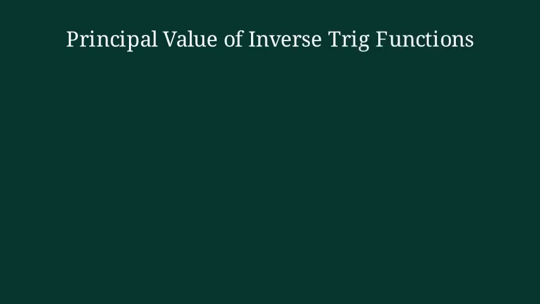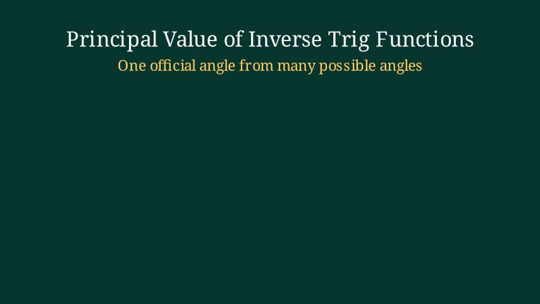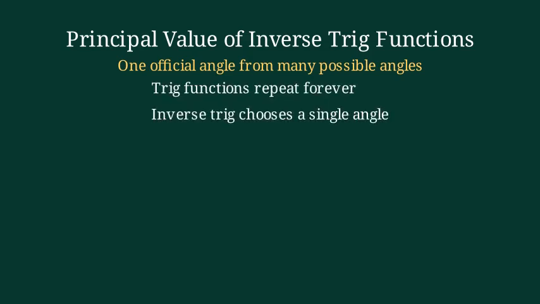Today we will learn the principal value of inverse trigonometric functions. The key idea is that inverse trig functions return a single, official angle, even though many angles give the same trig value. Trigonometric functions repeat forever, so the same value happens again and again. For example, sine of 30 degrees and sine of 150 degrees are both 1/2. To avoid confusion, we restrict the answer to a principal range.